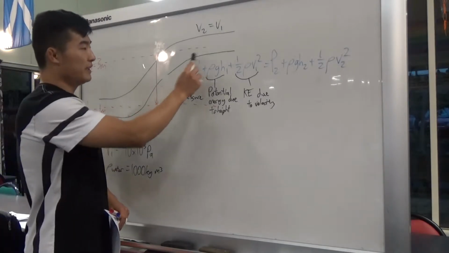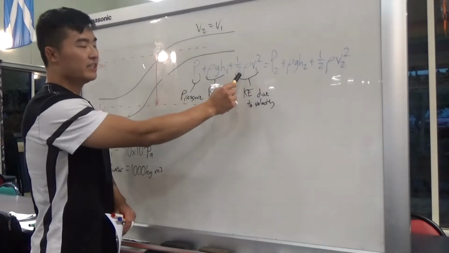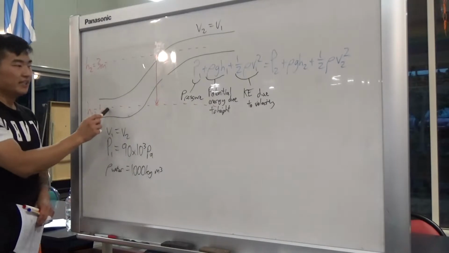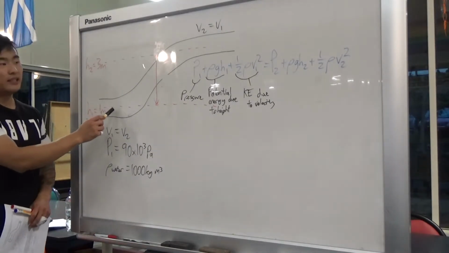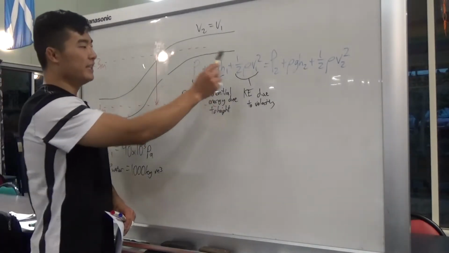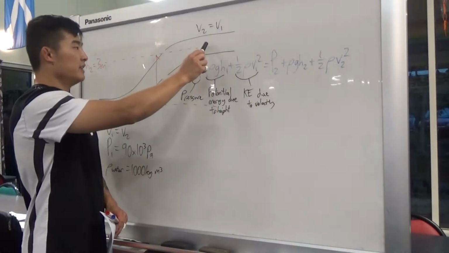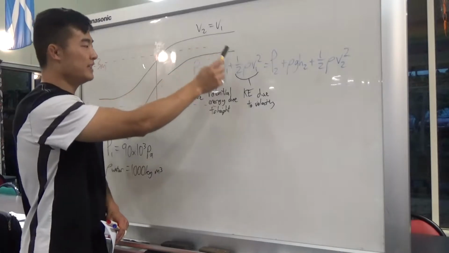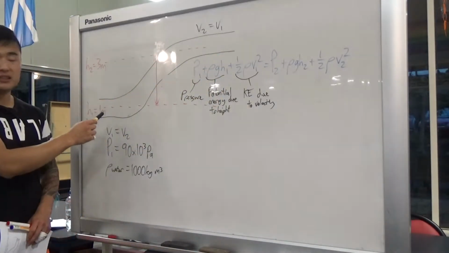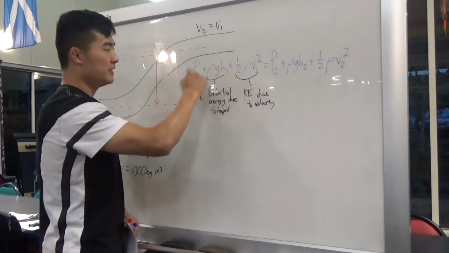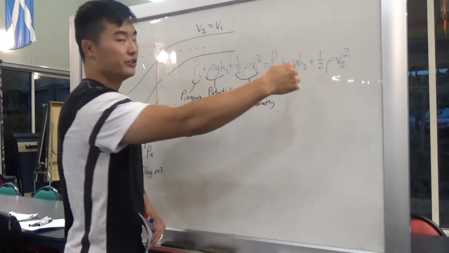So what that means is this is the total energy at point 1, and because energy is conserved, the total energy at point 2 will be equal to the total energy at point 1. So that's why we use this equation. The total energy in point 1 is equal to the total energy in point 2.